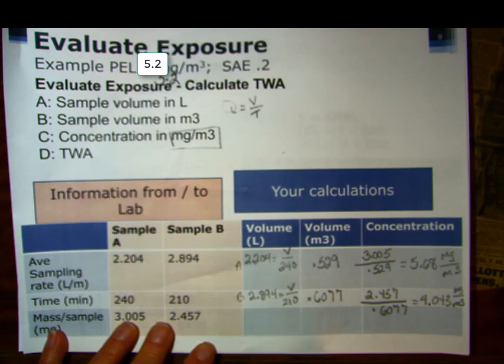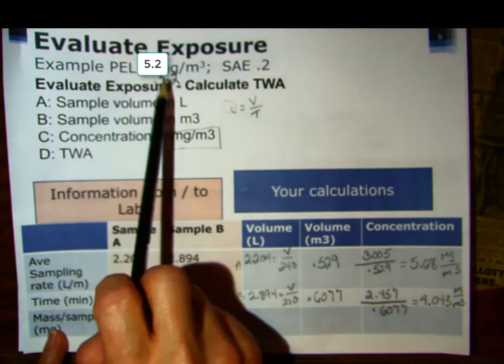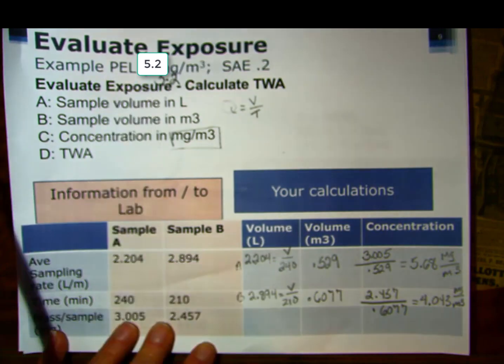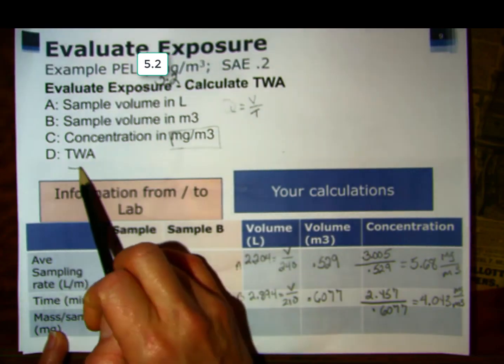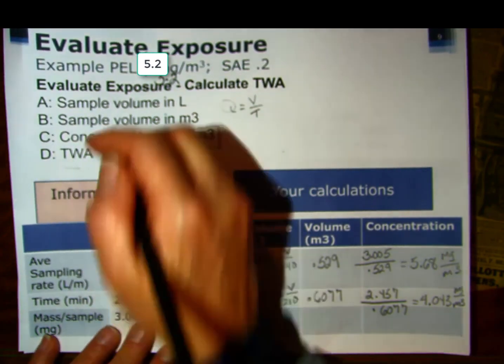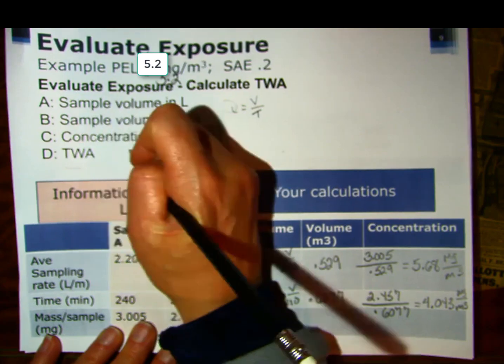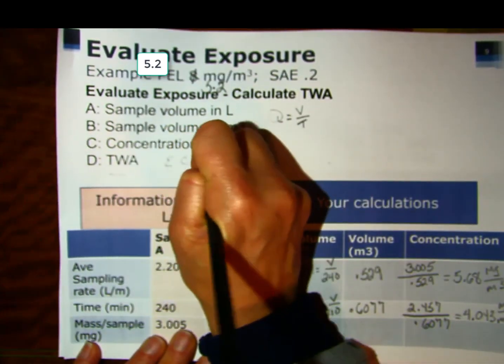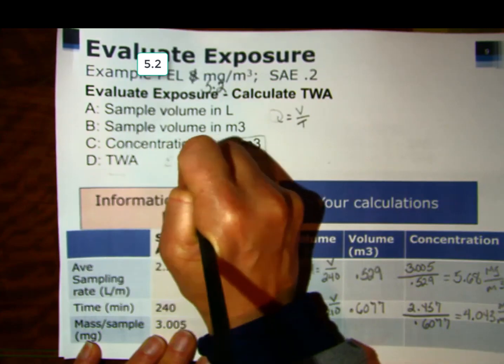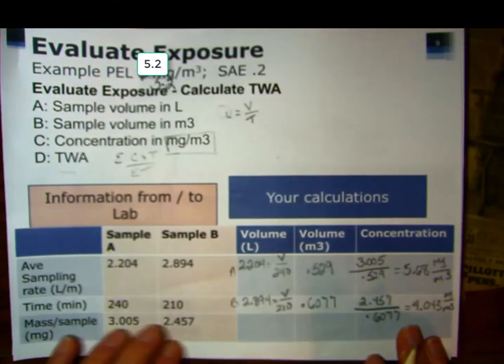If these were taken separately, our PEL is 5.2. Our first sample was above, our second sample was below. But since this was a continuous sample, we took two separate samples, but we're going to evaluate it together. Let's evaluate our time-weighted average, which our formula is, it's the sum of concentration times time over the sum of time.